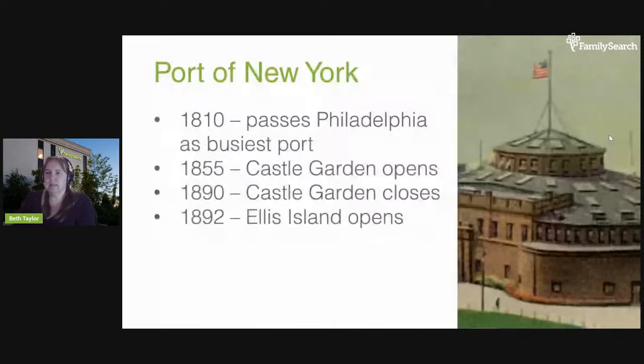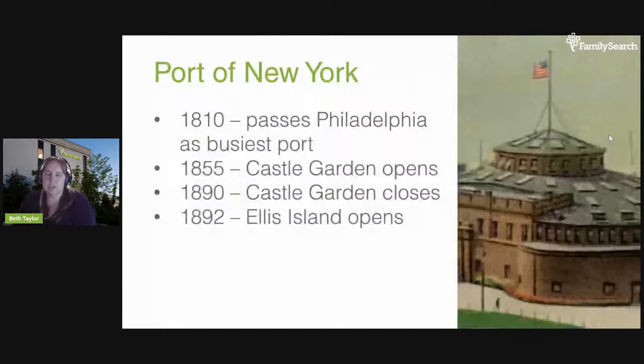So Ellis Island actually opened its doors in 1892. If you're wondering, between 1890 and 1892, the incoming immigrants were processed by federal inspection agents at what was called the Battery, which is on the tip of Manhattan. So it was still a federal inspection station, just hadn't moved to Ellis Island yet.